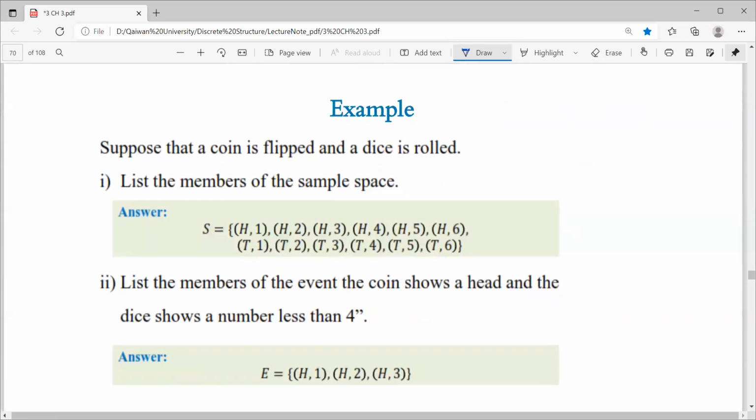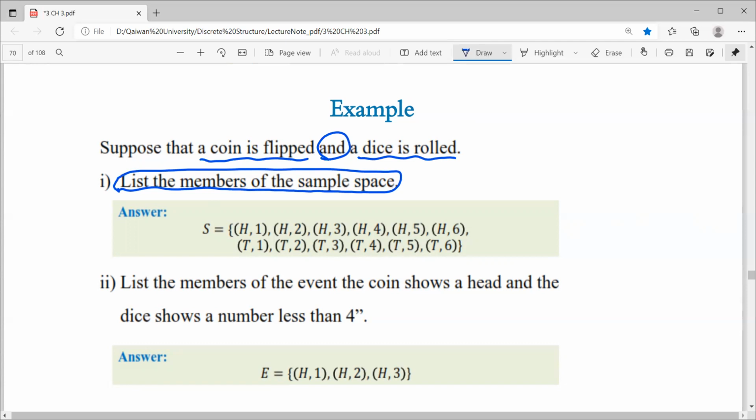Suppose that a coin is flipped and a dice is rolled. Look, a coin was flipped, and after that a dice is rolled. We first flip the coin, and after that we roll a dice. Look, here we have "and". That means first we flip the coin, then we roll the dice. It says list the members in the sample space.